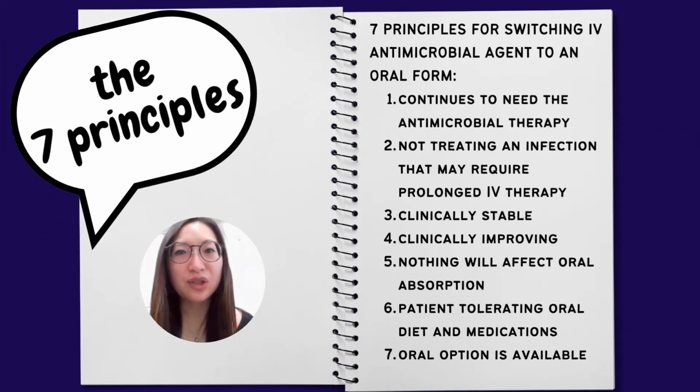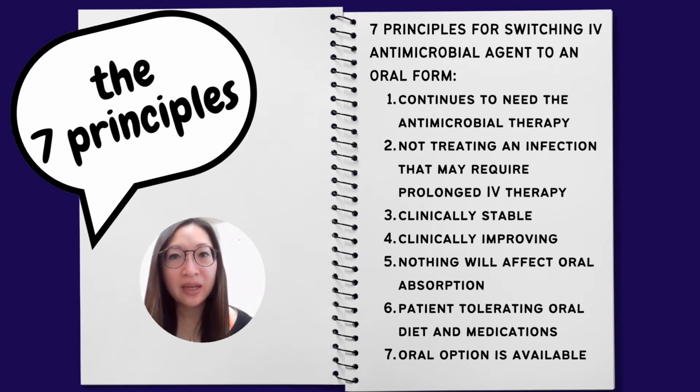Recall the 7 principles that you should always keep in mind whenever you're reviewing your patients for an IV to oral switch. The first is that there is an infection diagnosed and that the patient continues to need antimicrobial therapy. The second is that the infection is not one that may require prolonged IV therapy. The patient must be clinically stable and improving prior to the switch, and they must be able to tolerate their oral diet or oral medications. You also want to ensure that there is nothing that will affect their oral absorption, such as an abnormal gastrointestinal tract, and that there is an oral option available for you to switch to.